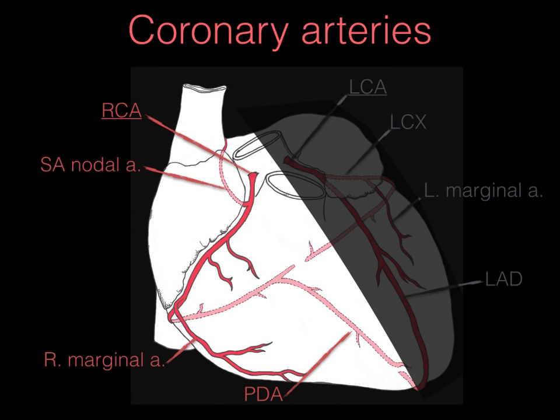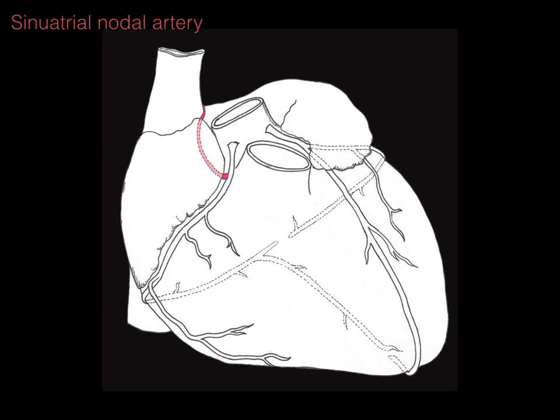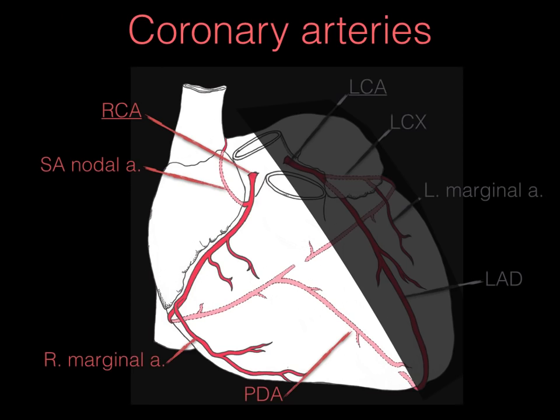All right, next one is the SA nodal artery. This artery arises from the right coronary artery, courses upon the top of the heart, then dives deep into the tissue. It's kind of ghosted in there, and it supplies the SA node, which is located between the superior vena cava and the right atrium. The SA node, or the pacemaker, initiates the conduction system of the heart.